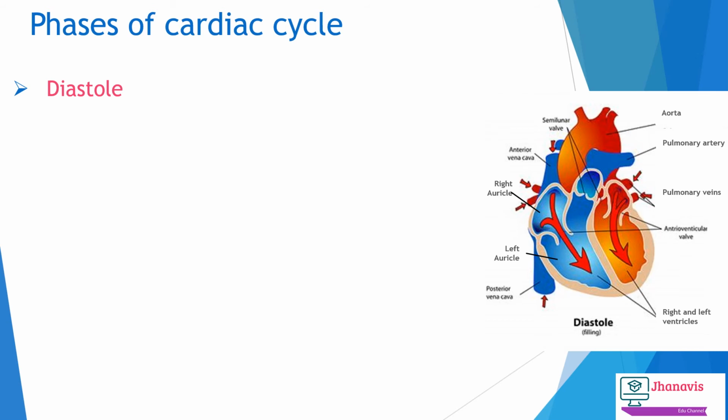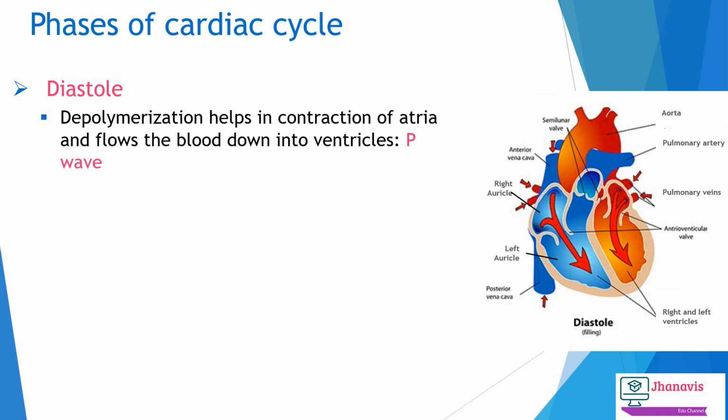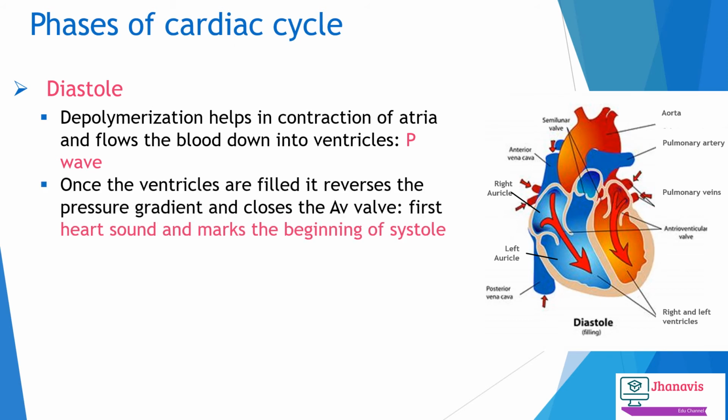So this side is the left side of the heart. But what you have to understand here is that there is a pressure created inside the right auricle. When the depolarization happens, it creates a pressure gradient between the right auricle and the right ventricle. Are you understanding the concept clearly? This lower part is called the right ventricle and the upper portion of the heart is called the right auricle.